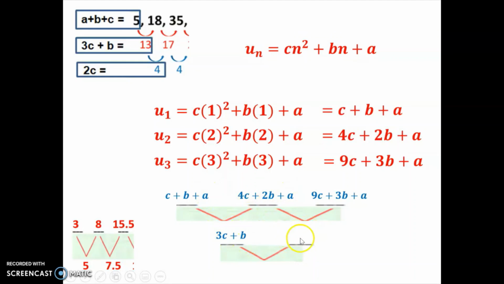How about this one? What's this going to be? Hope you came up with that, 5c plus b. Now let's go down to the second difference. What's going to be down here? 2c. When you do that minus that, you get 2c. And now look at what we have.